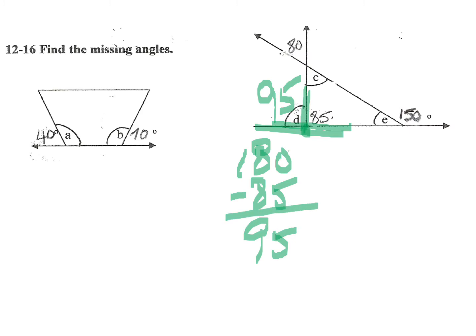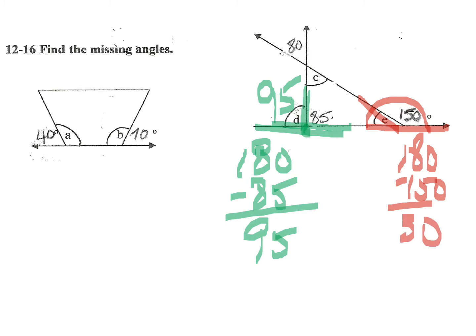Okay, same thing over here, sitting on top of that straight line. Okay, not making an X. 180 minus 150 gives you 30. So we have 30 up in here for C, whatever letter that is.